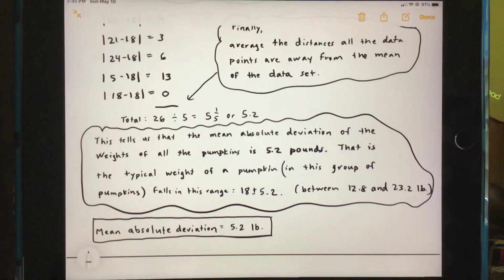It's a little narrower range than the original range we got just by subtracting the biggest minus the smallest number. So this gives us a little more specific idea of where most of the data falls, how far away from the actual mean. And in this case, somewhere between 12.8 and 23.2 pounds. So our mean absolute deviation is 5.2 pounds, and we're done with this guided practice problem, and it's time to move into your homework portion of this lesson.